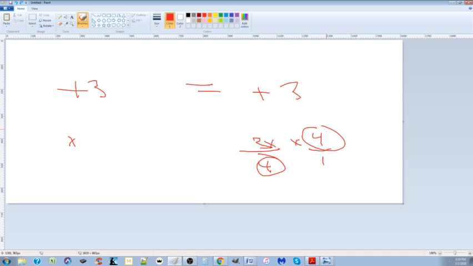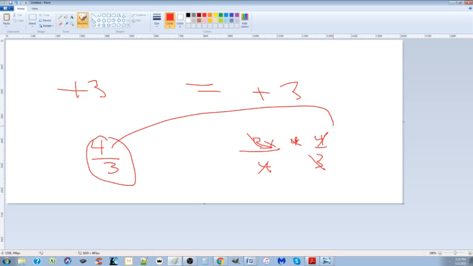If you wanted to get rid of all of this fraction here, guess what you would do? You would multiply by its opposite, 4 over 3. And that's because by multiplying it, these cancel out, but you have to remember, whatever I did to the right side, I have to do to the left side. Whatever I do to the left side, I have to do to the right side.